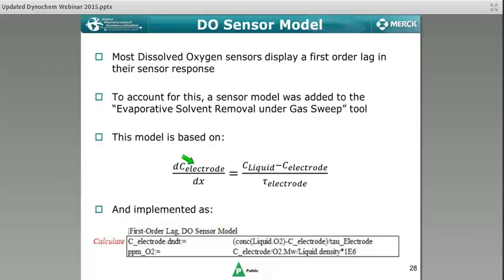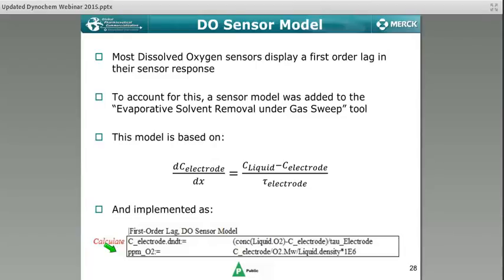It's pretty straightforward. The difference between the actual liquid concentration and the electrode reading, divided by some time constant, follows a dC/dt type behavior. To implement that within DynoChem is relatively straightforward. That's two lines, right? In one case you have that expression, and then you have a conversion from concentration to the readout of the meter, which in our case was in parts per million of O2.